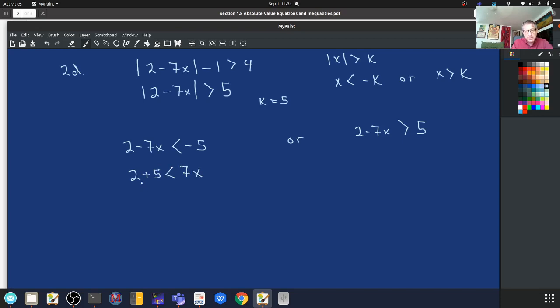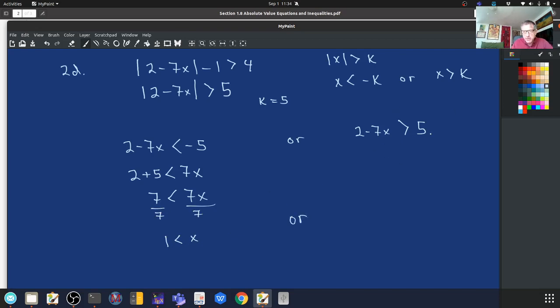That was nice. So 2 plus 5 is 7, and that's 7x. I'm going to divide both sides by 7. So I get 1 is less than x. Or, remember this is an or.